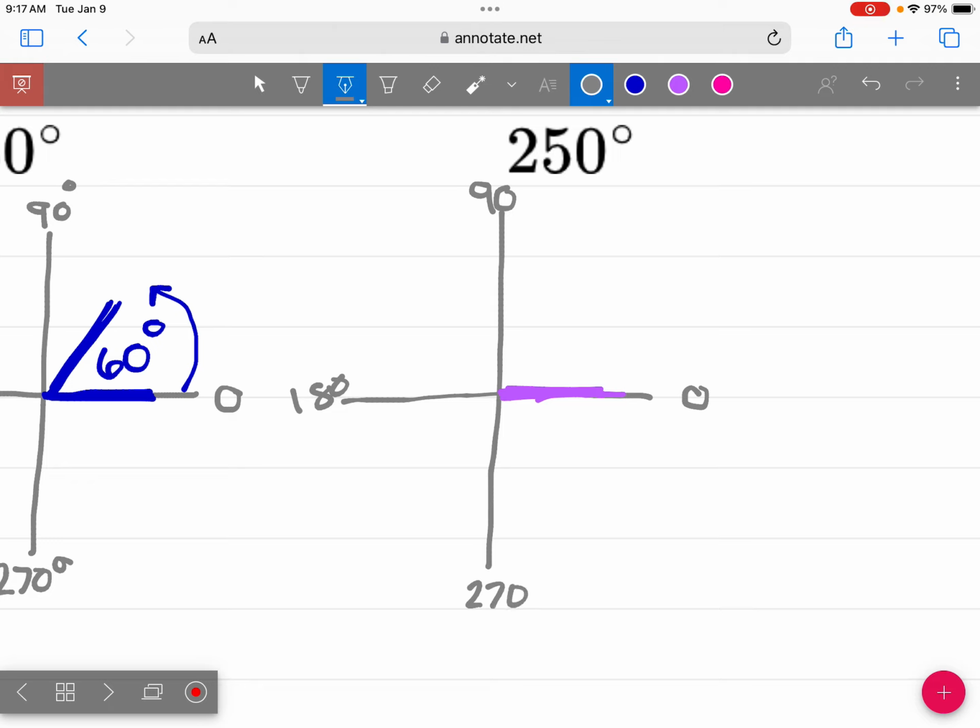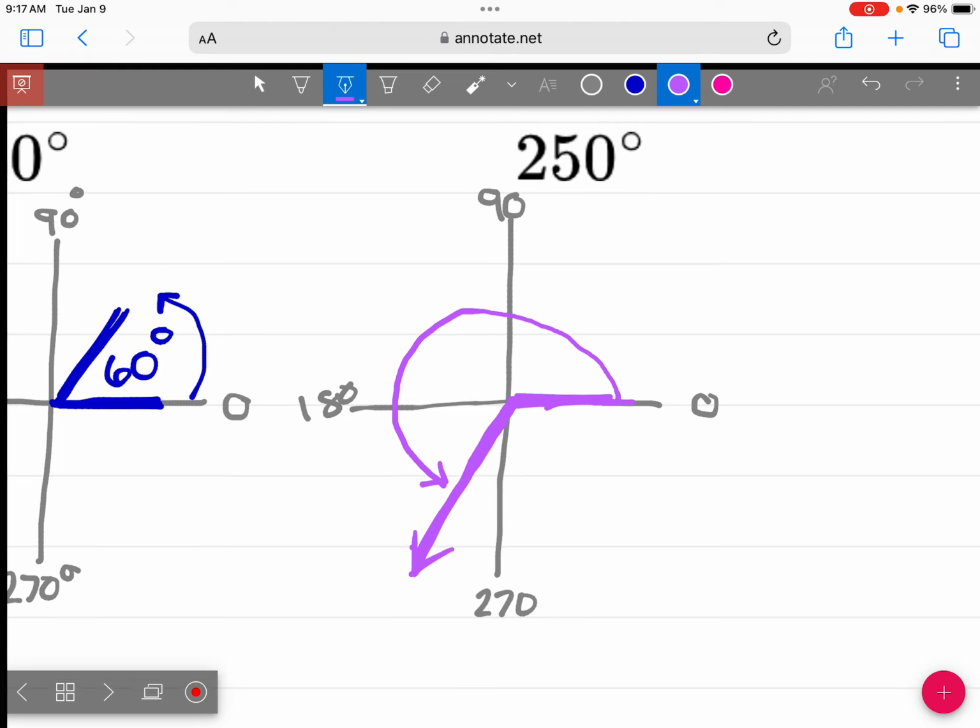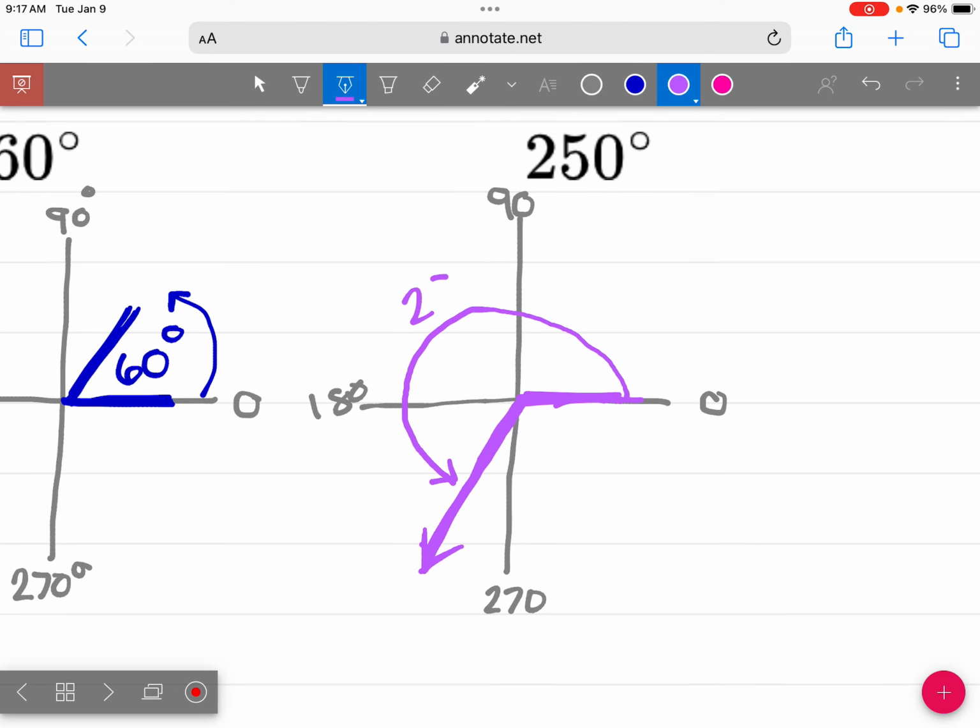So when we're looking to draw 250 degrees, we're starting at our initial side and we are going counterclockwise past 90, past 180, but not quite all the way to 270. So somewhere over here is our 250 degrees.